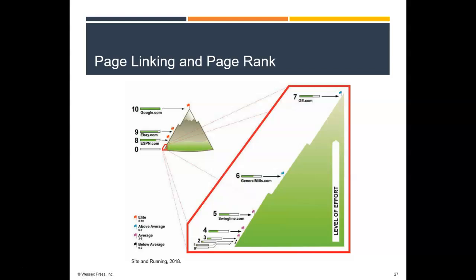Page linking and page ranking. This is just an infographic on how you can look at your page links and how they're ranking. This is General Mills and Swingline, different companies and how they look at their ranking.